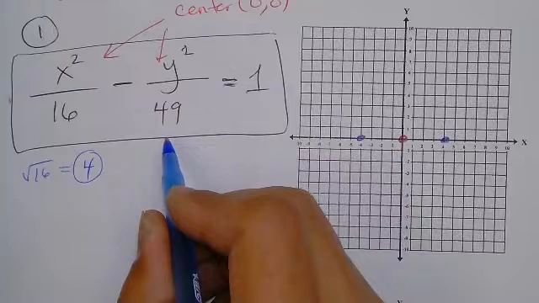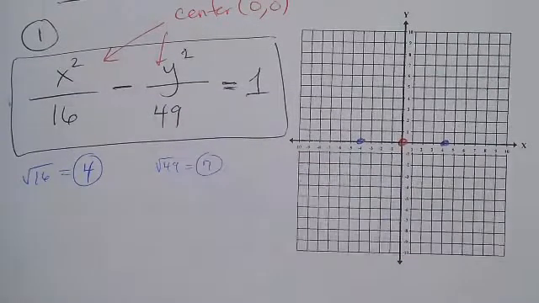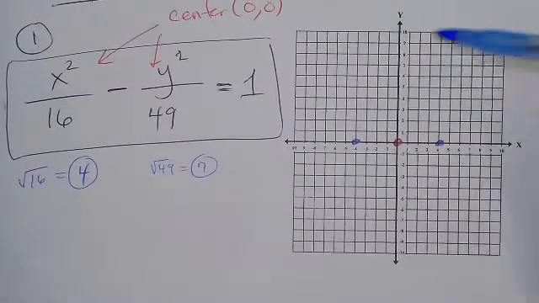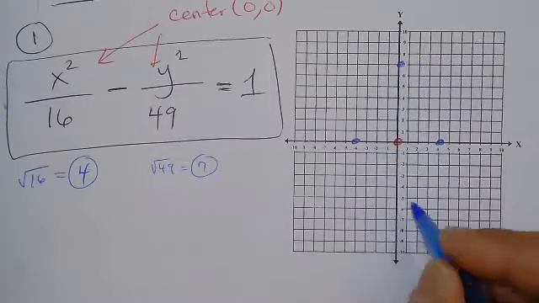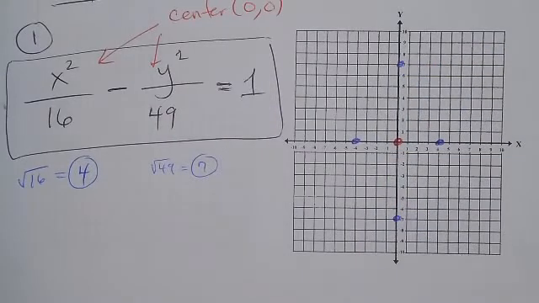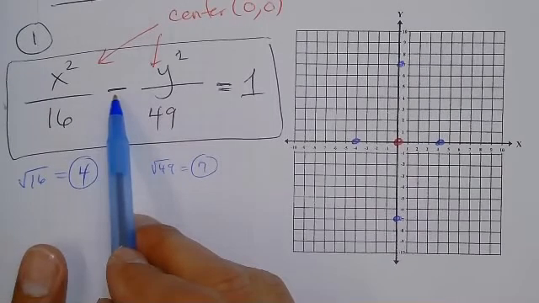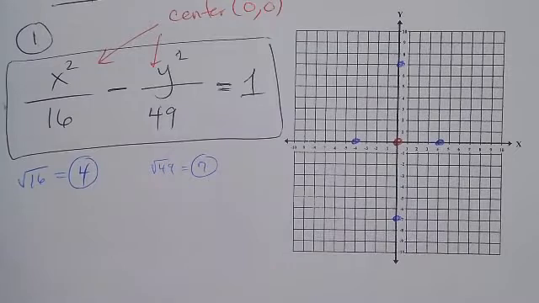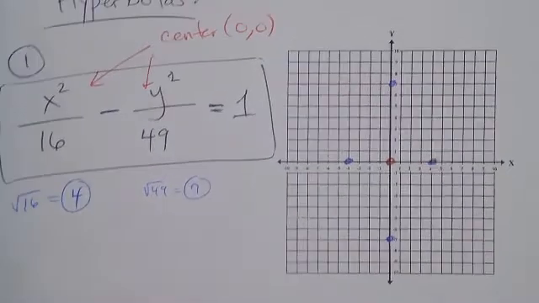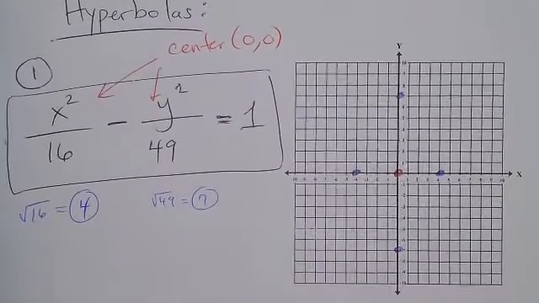And same thing right here, right? We're going to do the square root of 49. 49, the square root of 49 is 7. What does that mean? Well, on the y, from the center, you're going to go 7 up and 7 down. Does everybody agree this is like an ellipse? Yeah, but this is where it's not. If this was a plus sign, this would be an ellipse, and you draw an ellipse, and we'd be done. This is not. We're learning hyperbolas.